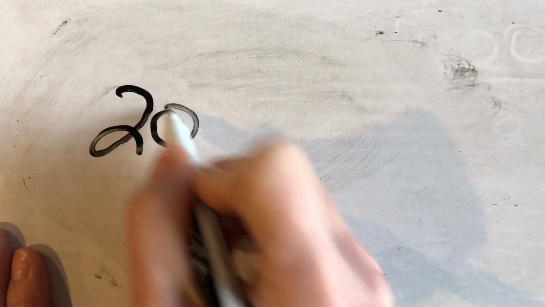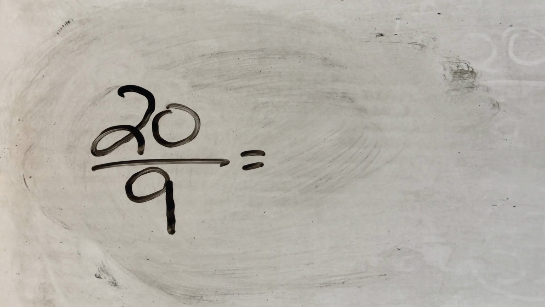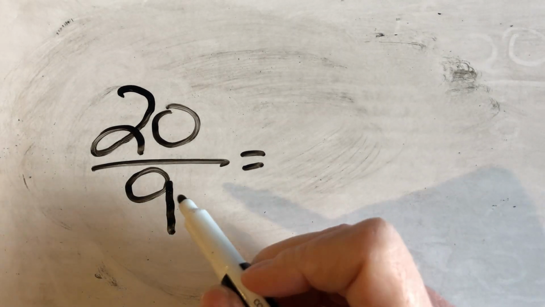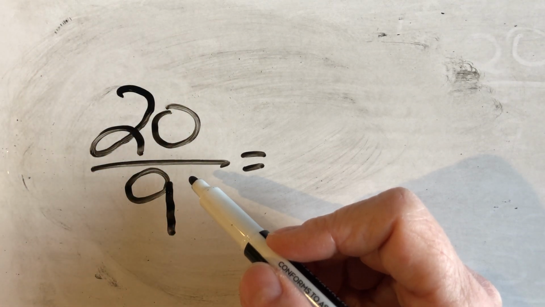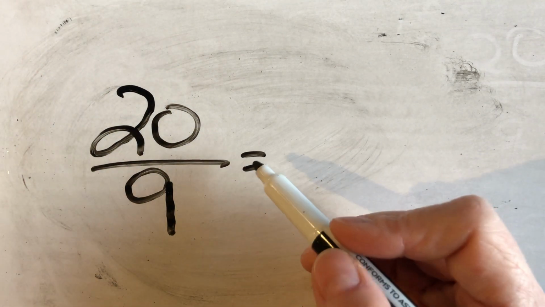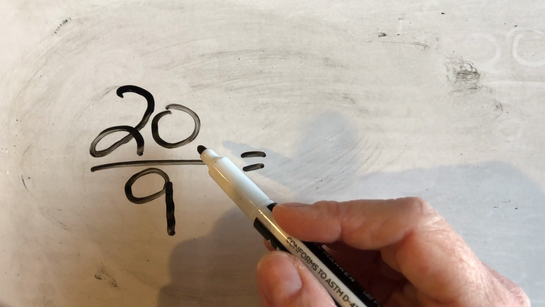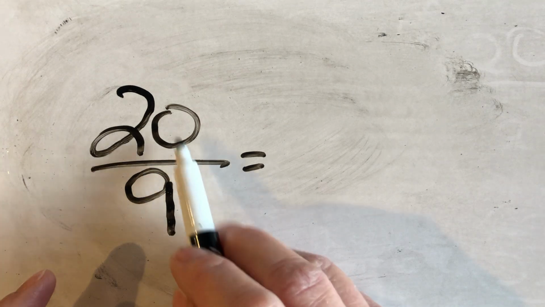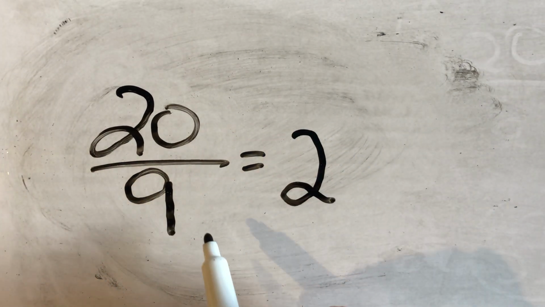All right, here is your next one. 20/9. Go ahead and press pause, figure it out, then press play. Okay, so I want to figure out how many times I have 9/9 within 20/9, and that will give me my whole number. So if I count up my 9s to 20, 9, 18. I can't do another one because I would go over 20. So there are 2 full groups of 9/9 in 20.